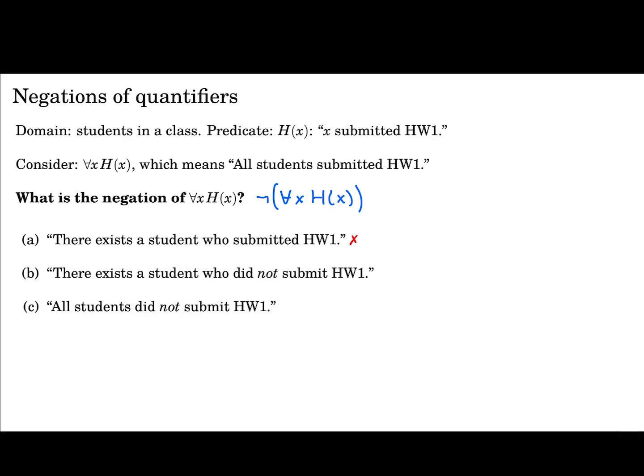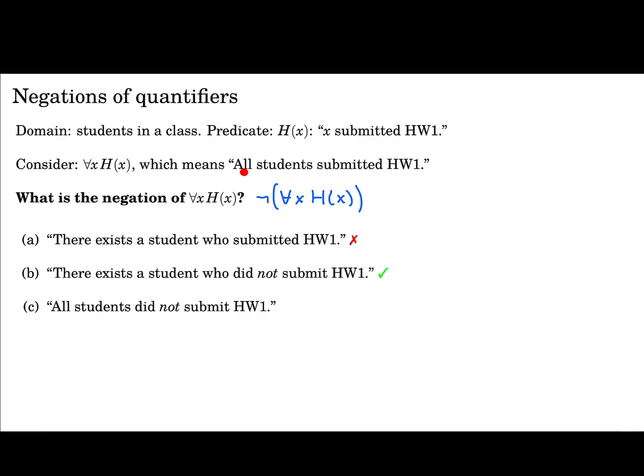Well, this one will actually be correct. This actually is the negation of this statement here. Why? Because if there exists a student who did not submit homework 1, then it's not the case that all students submitted homework 1. And this is the way that you can negate it. This is what it means.